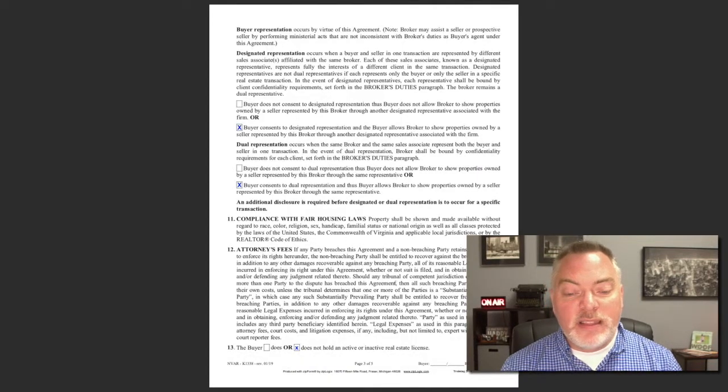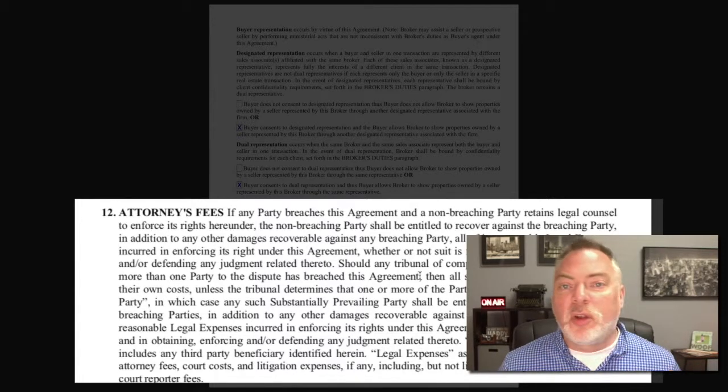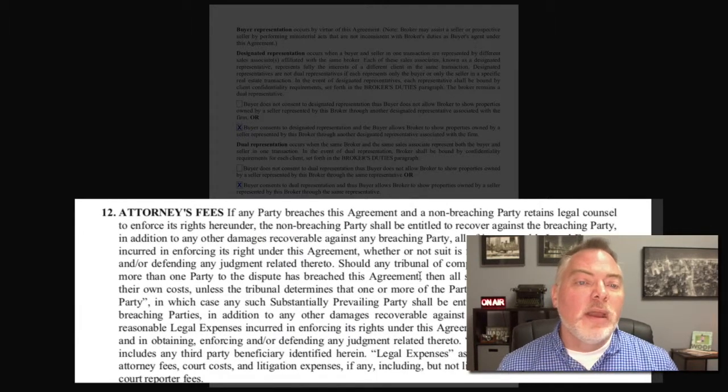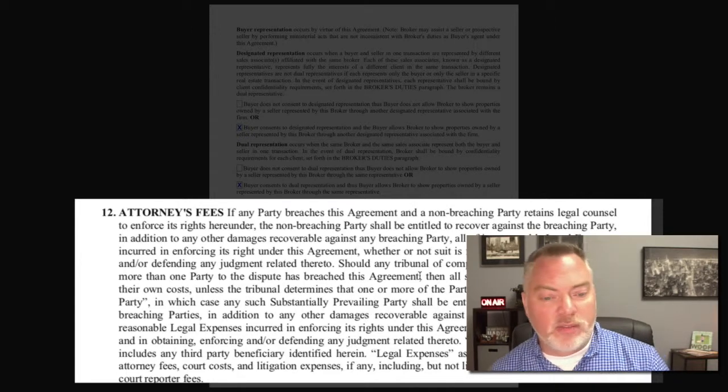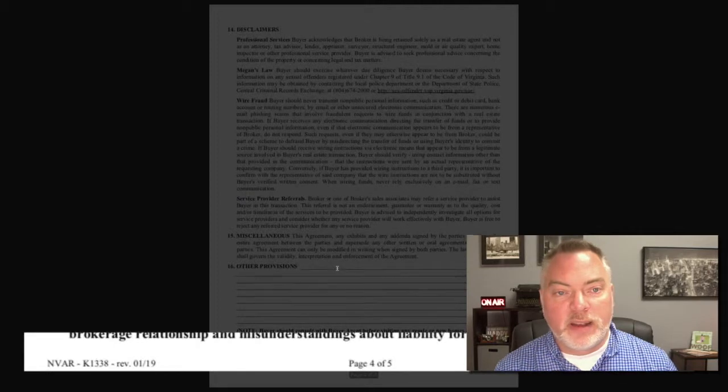Paragraph 12 is a lengthy paragraph with all agreements. There is some legal exposure because we're dealing with agreements, contracts between you and the buyer, my representation of you. This outlines that we can go through arbitration, or if there's any lawsuit, who pays for what regarding representation and purchasing of a home. Paragraph 13, the buyer is or is not a real estate licensee.